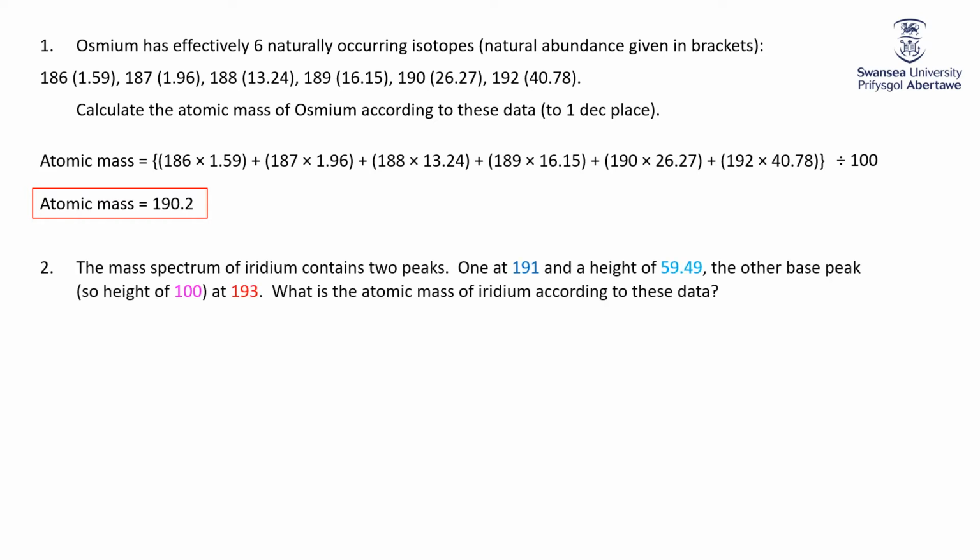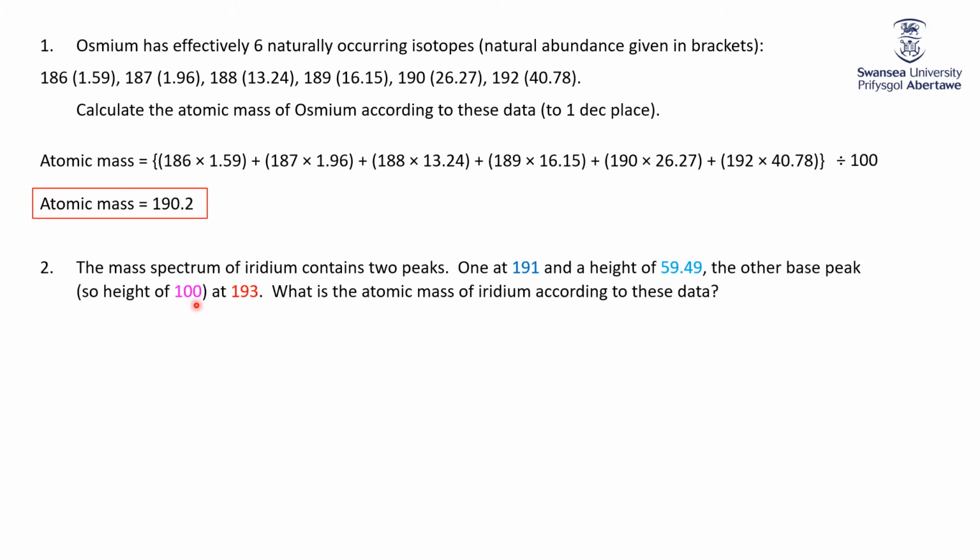Making it a little bit more sophisticated and actually bringing in the mass spectral data. The mass spectrum of Iridium, another awesome element, contains 2 peaks. So in other words, 2 isotopes. One has a mass of 191, the other one has a mass of 193. And I give you the heights there, 59.49 and 100.